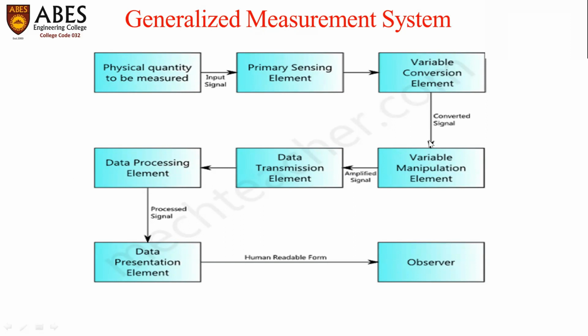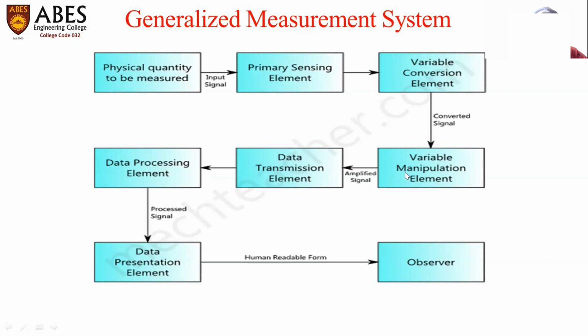The signal conditioning unit also consists of filter circuits, which filter out the noise or any harmonic or unwanted signal which is disrupting the main signal, so that the unwanted signal can be filtered out from there.